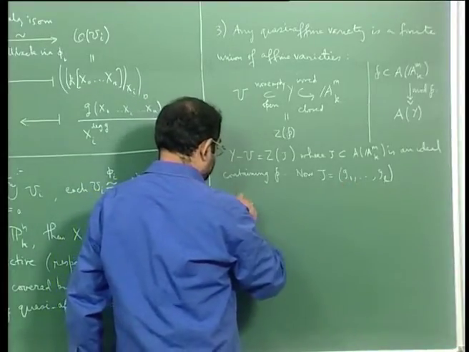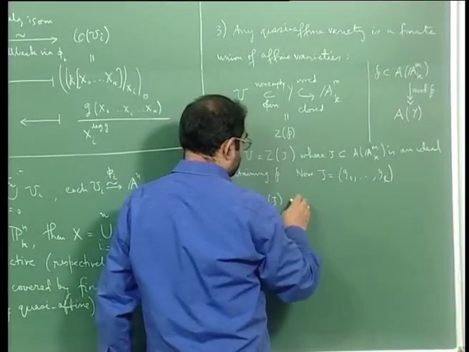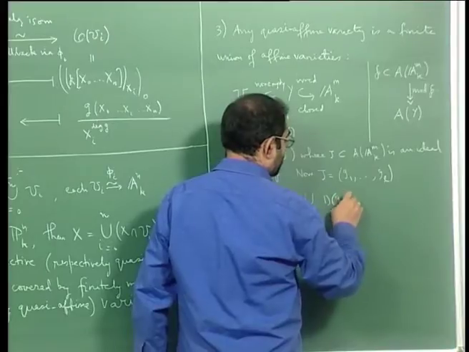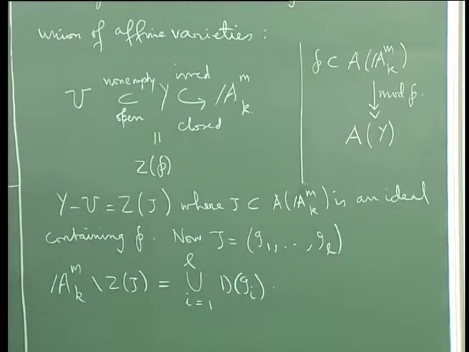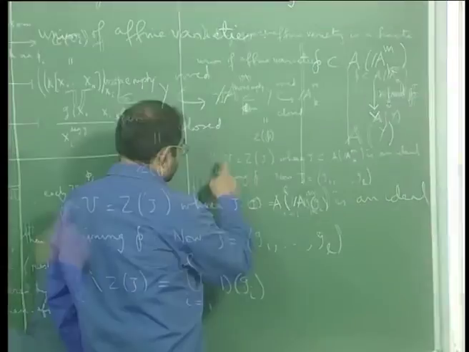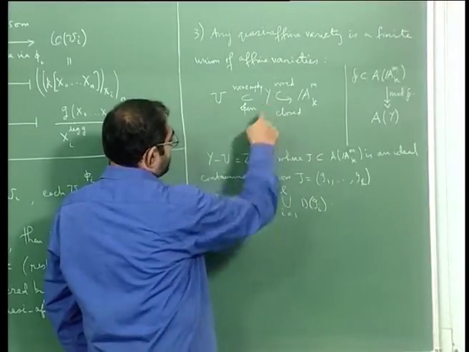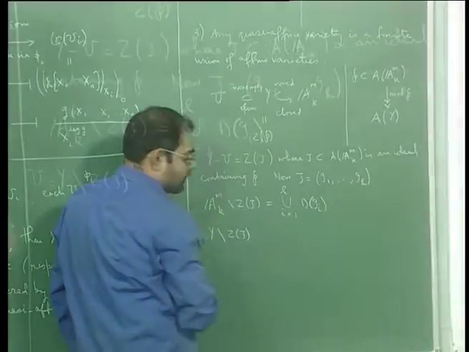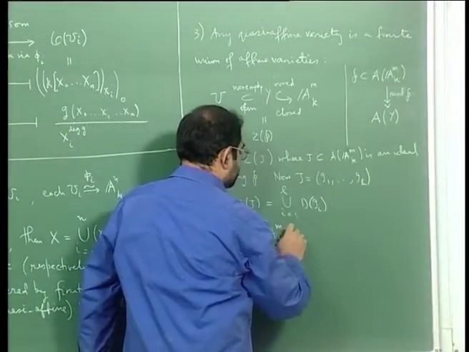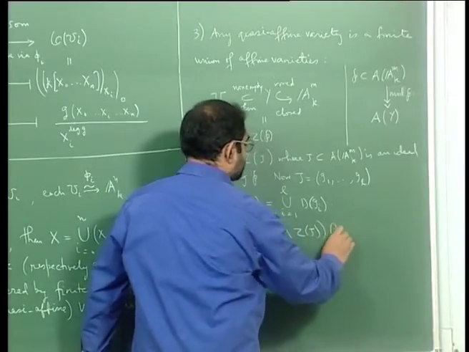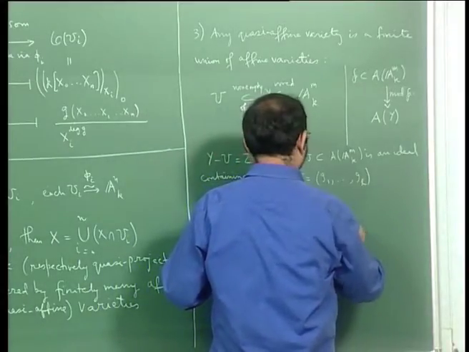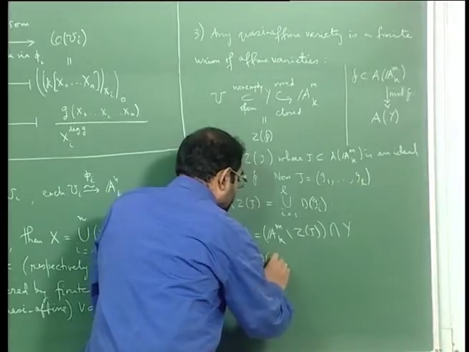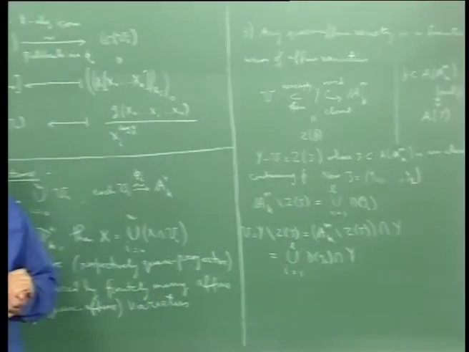So Am k minus Zj will be the union of D(gi), i equal to 1 to L. Therefore if you take Y minus Zj, which is U, this will be Am minus Zj intersected with Y, and so it will be the union i equal to 1 to L of D(gi) intersection Y.